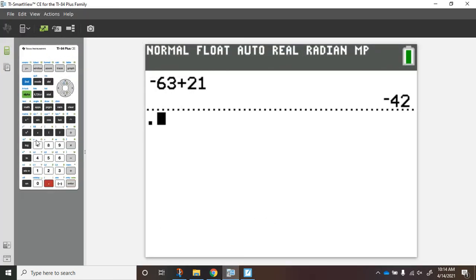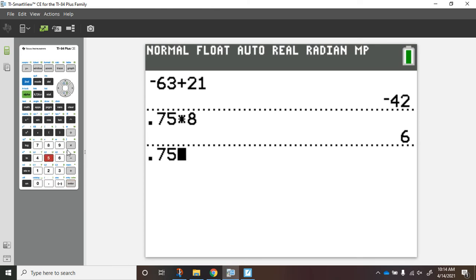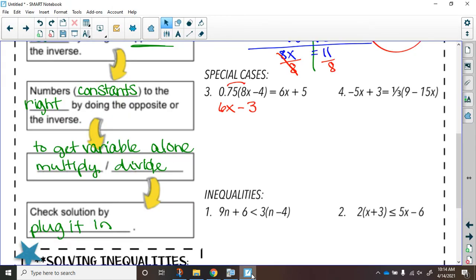0.75 times 8. That is 6. So we have 6x. And then I need 0.75 times -4, which is -3. So on the left side, we should have 6x minus 3. And I'm going to bring down my leftovers.